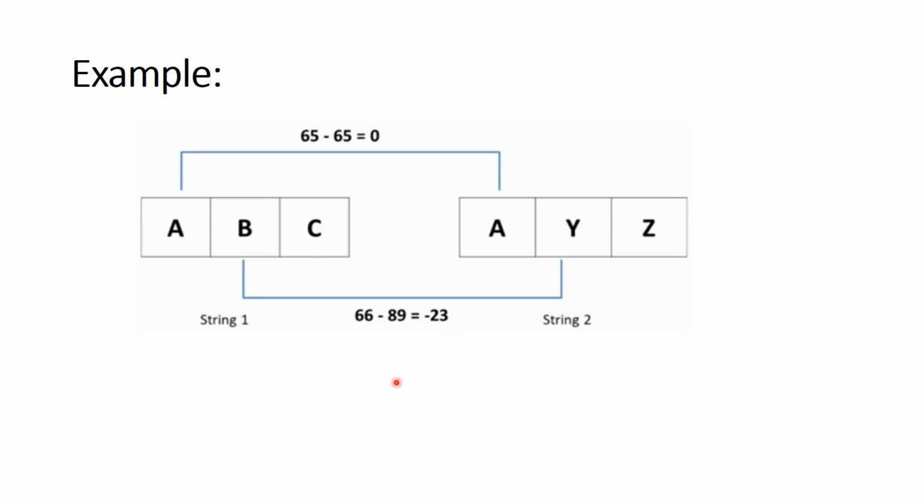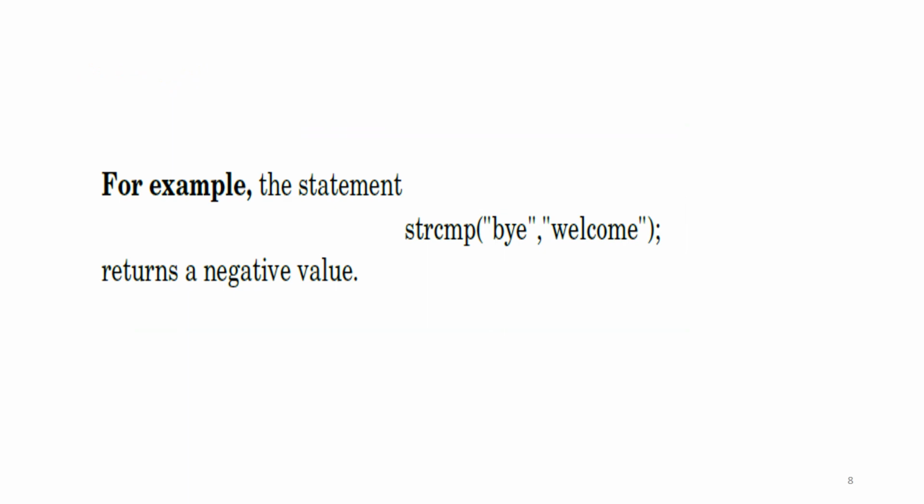You know when the function returns 0, it means both strings are identical. When it returns a positive value, this means string1 is greater than string2. When it returns a negative value, this means string2 is greater than string1. Thus, by comparing the string constants using the STRCMP function, the function will return a negative value.